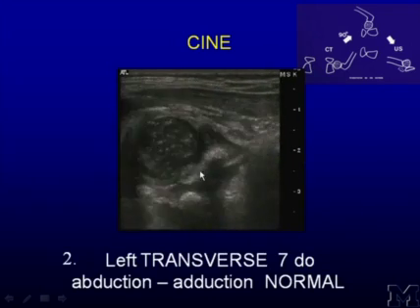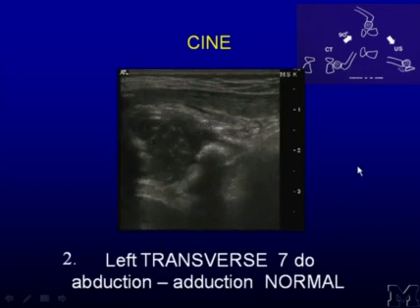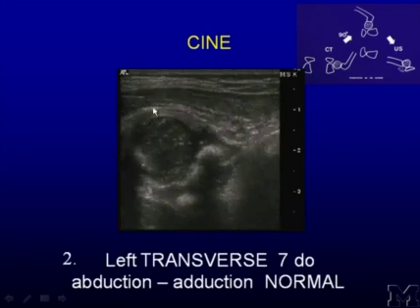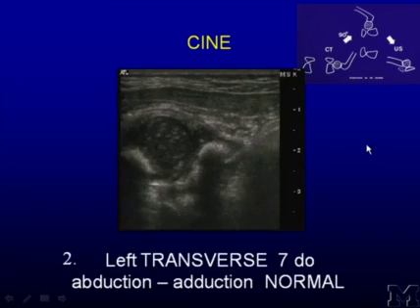And you can see that the ball is in the socket. There's no widening of this medial space. There's no slipping laterally or posteriorly. And this is all normal. In this view, the gluteal muscles are coming around from behind and then coming to or over the greater trochanter, which is just out of the picture.